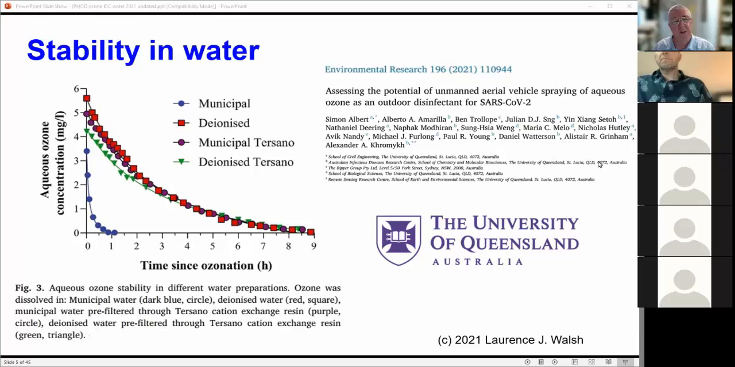For example, put it in a drone and spray it around in order to get environmental disinfection, which is exactly what this particular paper is all about. If you recognize some of these names, or if you don't, you might recognize Paul Young, who's the guy behind the UQ version of the COVID vaccine.